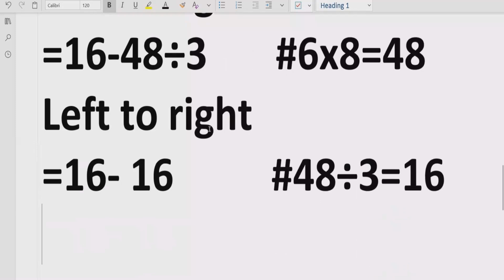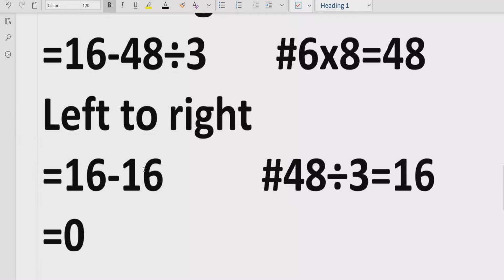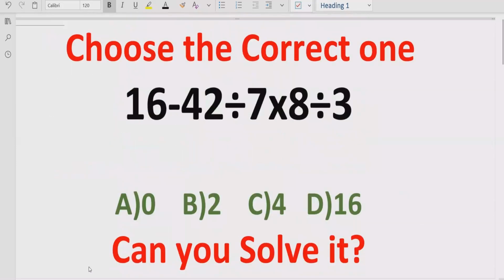And here we have two terms which are the same as each other but opposite in sign. So this becomes 0. 16 minus 16 becomes 0. So the answer of the given expression is 0. If you see the answer list, answer A is the correct answer of this expression. So I hope you understand how you can solve the given expression using the PEMDAS and BODMAS method and find out the correct answer. So that's it for today.